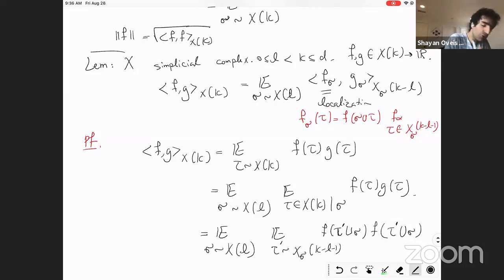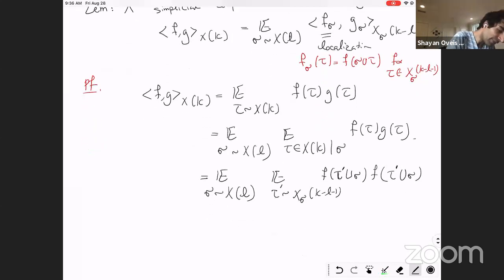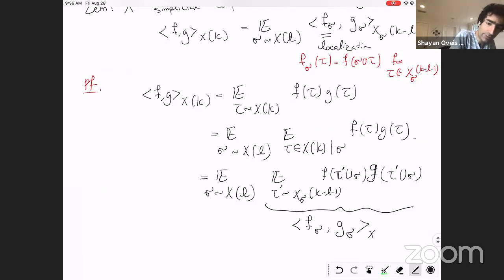So I'm saying instead of choosing a face of dimension k conditioned on a face of lower dimension sigma, you can sample a face of dimension essentially k minus l from the link of sigma. Okay, and now once you have this, this is exactly the dot product of f sigma and g sigma in X of sigma, basically X of sigma of k minus l.